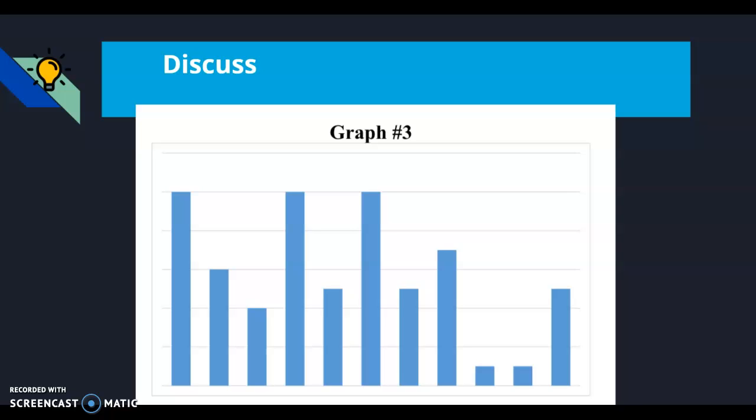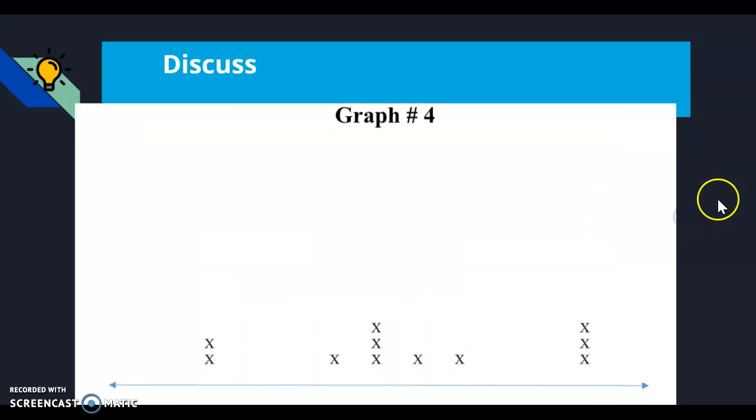And we've got one more graph here. This is going to be graph number 4. Same thing. What do you notice about it? What do you wonder about it?